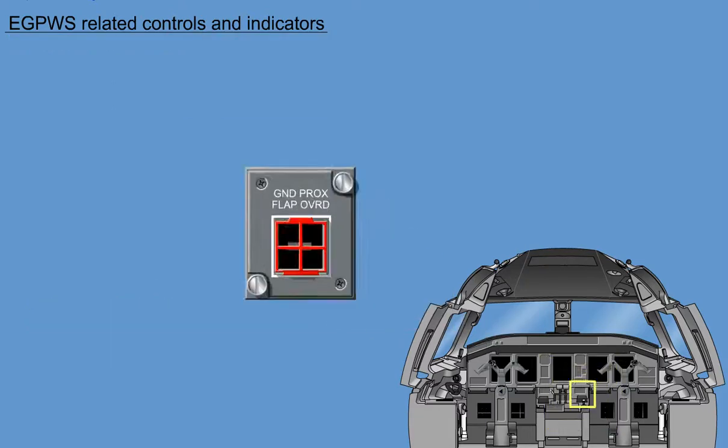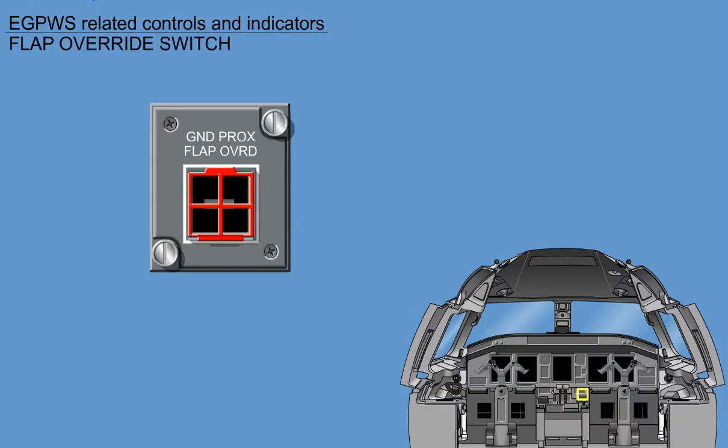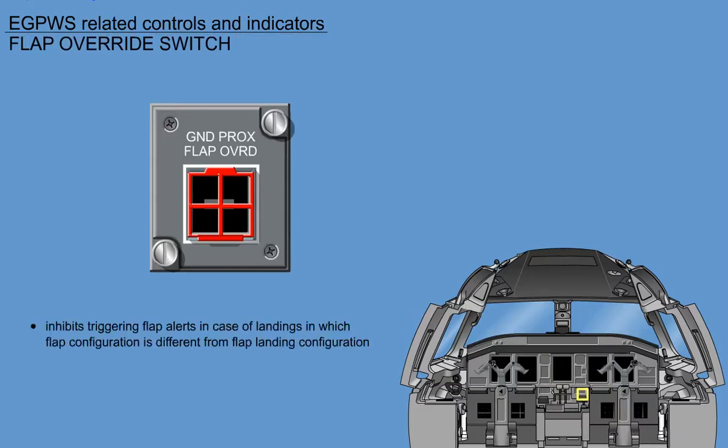The flap override switch, guarded, inhibits triggering flap alerts in case of landings in which flap configuration is different from flap landing configuration.